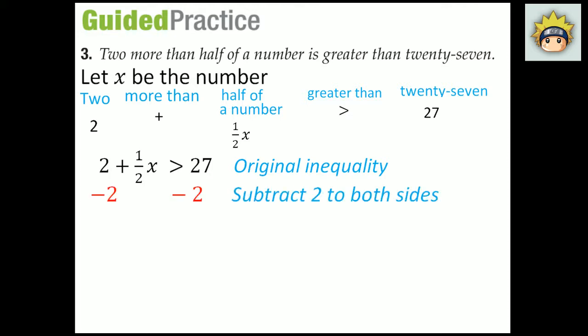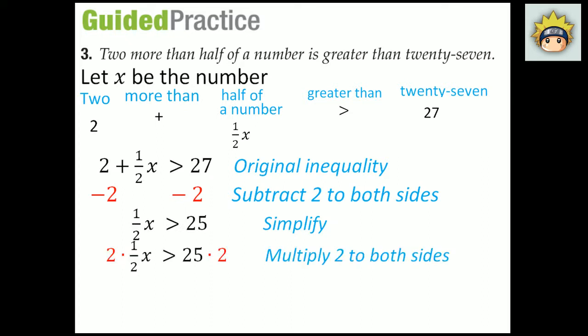I have to subtract 2 from both sides. After I simplify, I get 1/2 x is greater than 25. I have to multiply 2 to both sides because that is the inverse property of divide by 2. So after I multiply by 2 to both sides, I get x on the left hand side, which is greater than 50. Notice I do not, let me repeat, I do not flip the inequality because this time I just multiplied by a positive 2. Okay? You only flip the inequality when you're multiplying or dividing by a negative value. So here, x is greater than 50.